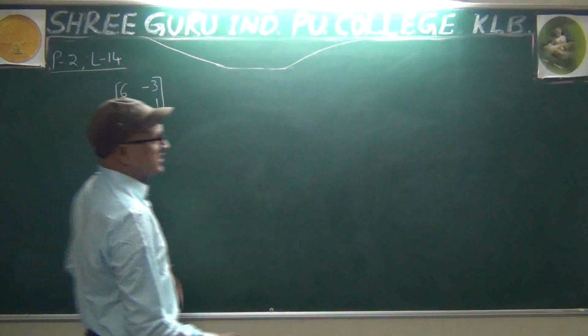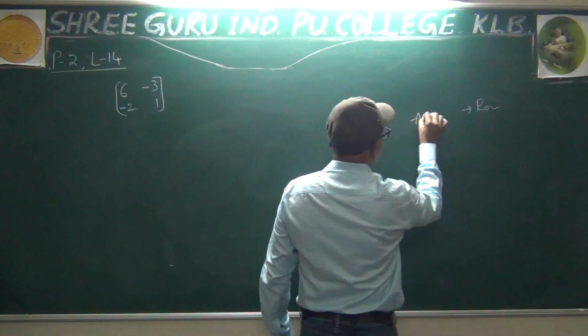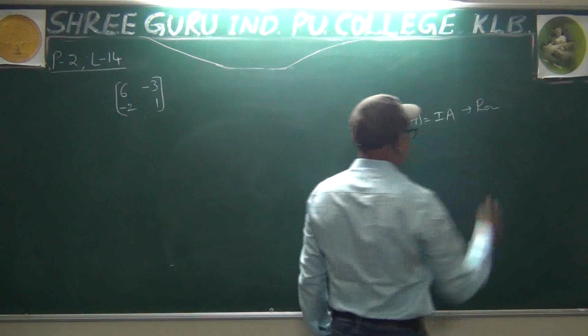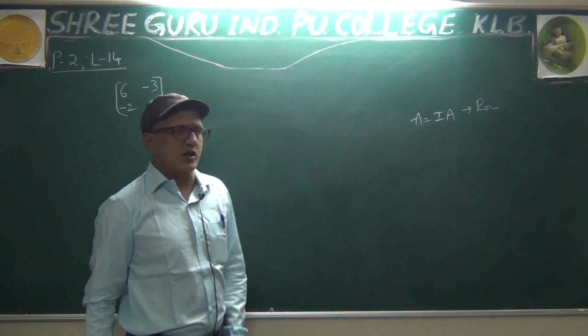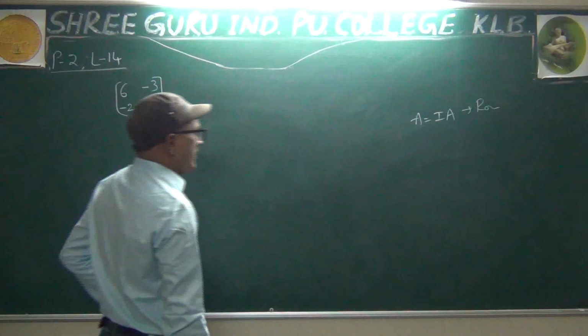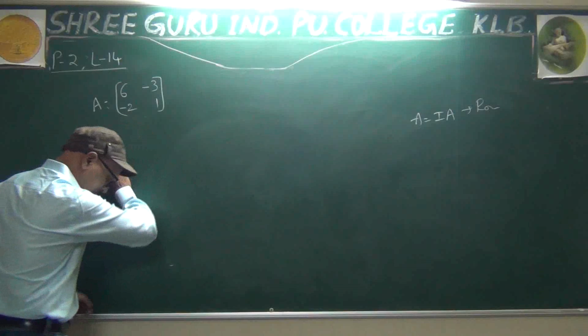Okay. For row operation, what we have to do? Row operation is somewhat easy compared with column operation. I felt row operation is somewhat easy compared with column operation. A equals IA. This is A.